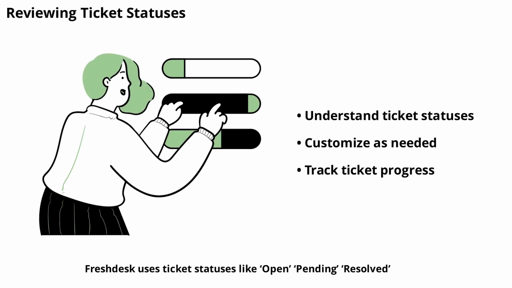Freshdesk uses ticket statuses like open, pending, resolved, and closed to track progress. Review these statuses and customize them if needed in the admin panel. Clear statuses help your team and customers understand where each ticket stands in the support process.